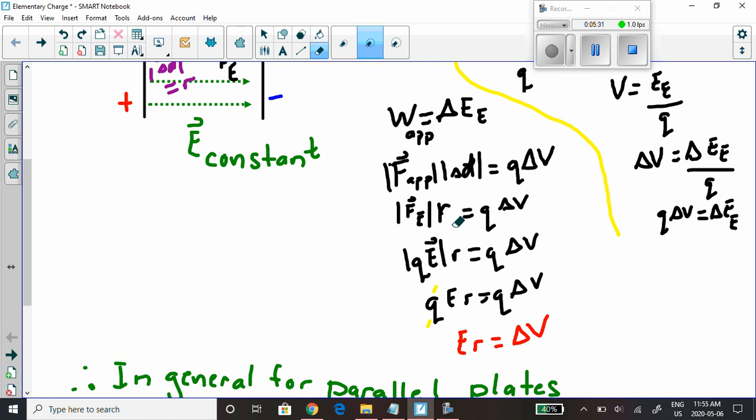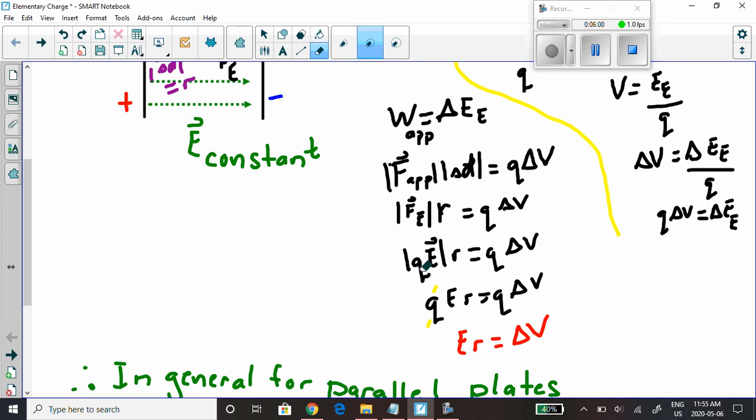So the force applied equals the electric force. Why? Because the acceleration is zero. Those two forces are equal in magnitude but opposite in direction. So that's why I made the change here. I changed the magnitude of delta D just to R, and the right side of the equation continues. Now I remember that the electric force is equal to how much charge that particle has multiplied by the electric field that it's in. And in this case, the electric field is constant. That's how I made the change here.